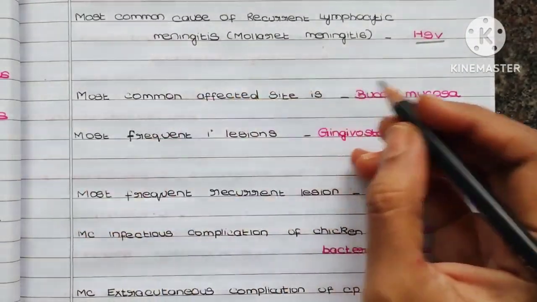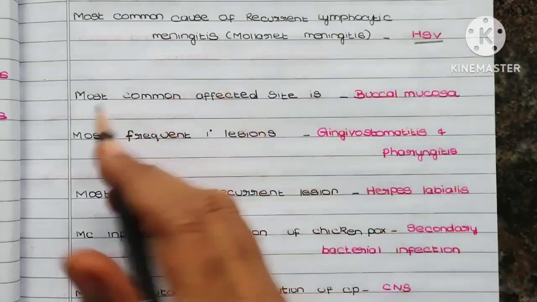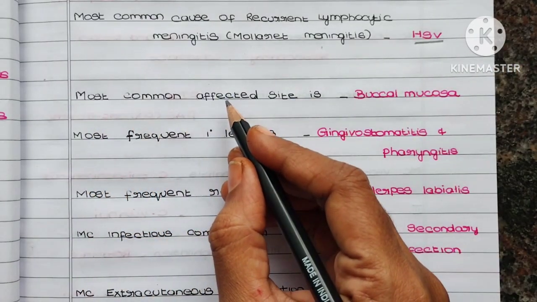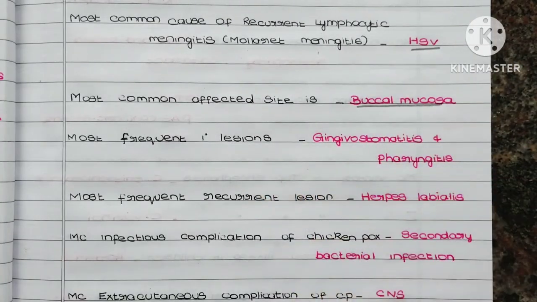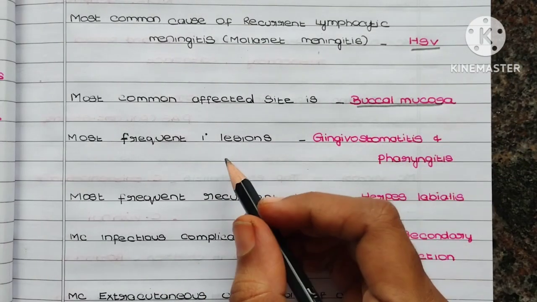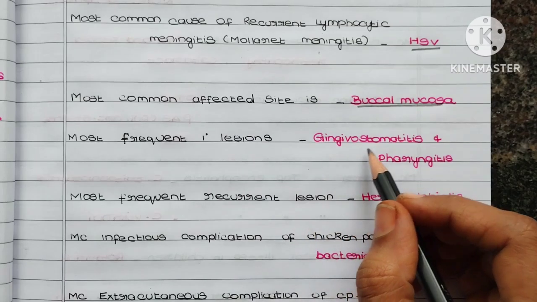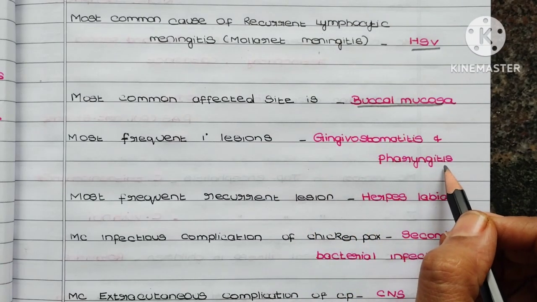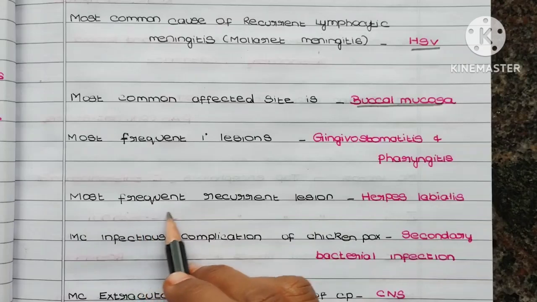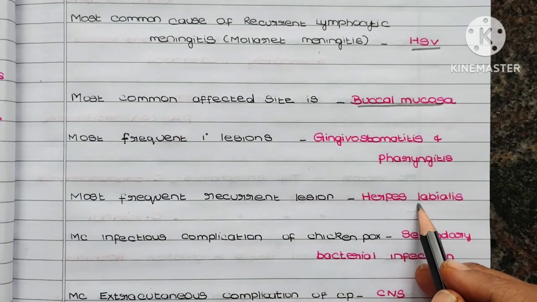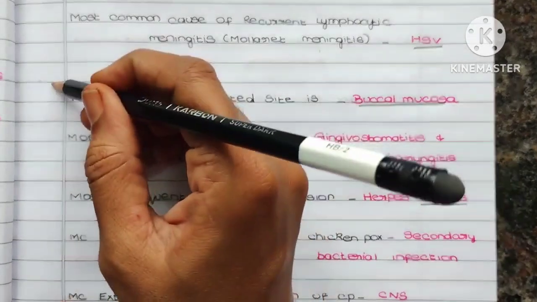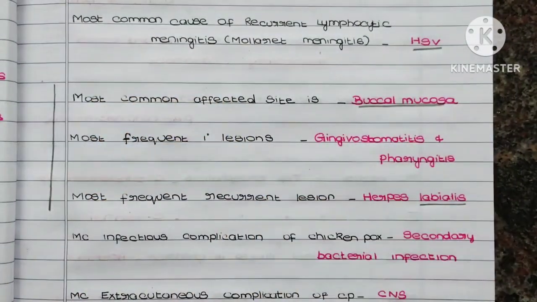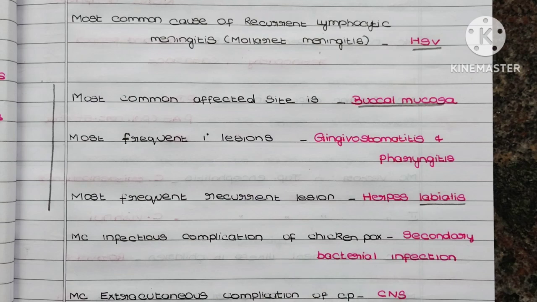So among the orofacial lesions, most caused by HSV, the most common affected site is the buccal mucosa, but the frequent first primary infection or lesion is usually seen in gingivostomatitis and pharyngitis. That will be a manifestation, and the most common recurrent lesion is herpes labialis. These are the points you want to remember for herpes: which is the most common affected site, what is the primary lesion, and what is the recurrent lesion.